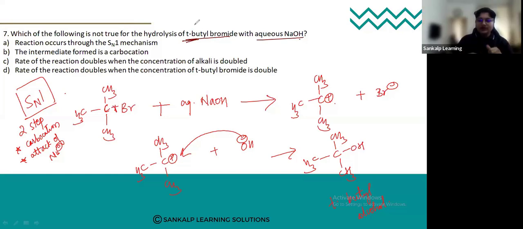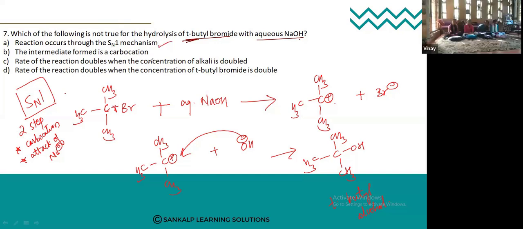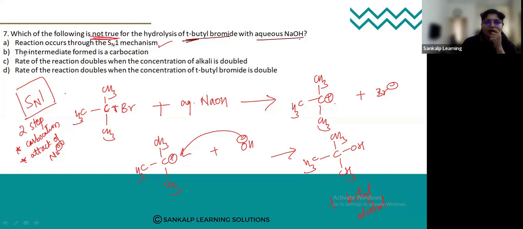So this is the SN1 mechanism. Now they have asked which is not true for the hydrolysis of tertiary butyl bromide with aqueous NaOH. First one, reaction occurs through SN1 mechanism. Yes, the reaction is occurring through SN1 mechanism. This is true, and they have asked for not true. Second one, the intermediate formed is a carbocation. Yes, the intermediate formed is also a carbocation, so this is also a true statement.